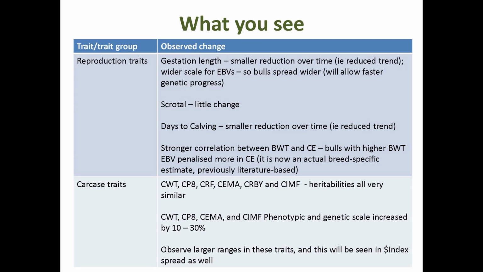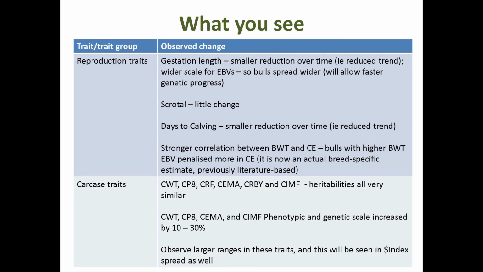The carcass traits, the first thing I said was the heritabilities are all very similar, so we can make progress at pretty much the same sort of rates. The scales are increased, and that's because of the adjustment from 300 to 400 kilos, and that's going to mean there's going to be a bigger range in bulls' EBVs for those traits than there used to be, and that will carry over into their index values for any index that's got particularly marbling in it. So lots of bulls have been influenced by a big lot of data that's come in.